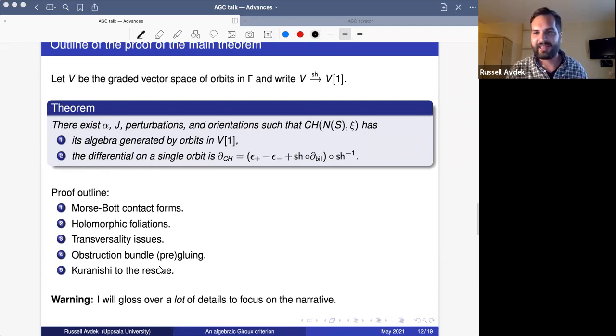As a warning, there's a lot of moving parts here, and I'm going to gloss over a lot of the technical details in order to stay focused on the narrative. So if you're not familiar with some of this stuff, then maybe it's propaganda that it's not so bad. And if you are familiar with this stuff, then I'm sorry that there aren't more details.